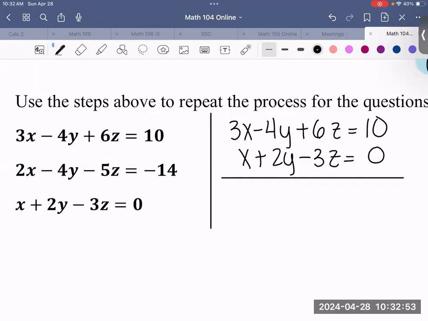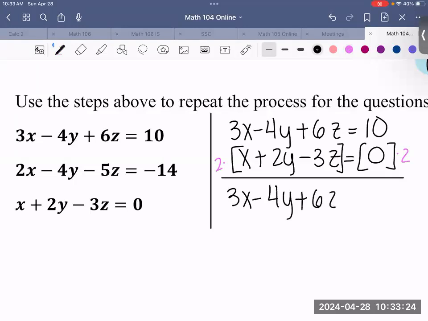Actually, all of your variables here look really good as far as how we can cancel. Now they chose to cancel out their y values. So we are multiplying this expression by a 2. So 3x minus 4y plus 6z is equal to 10. And your new one is 2x plus 4y minus 6z is equal to 0.